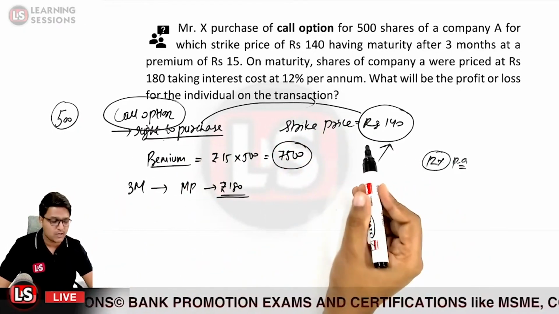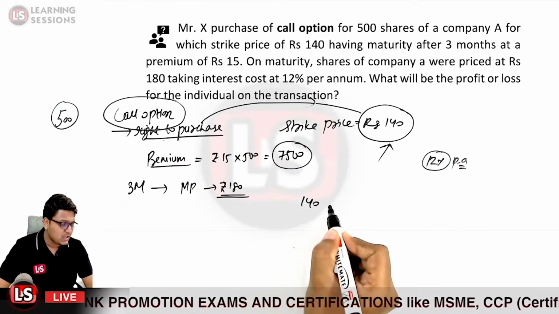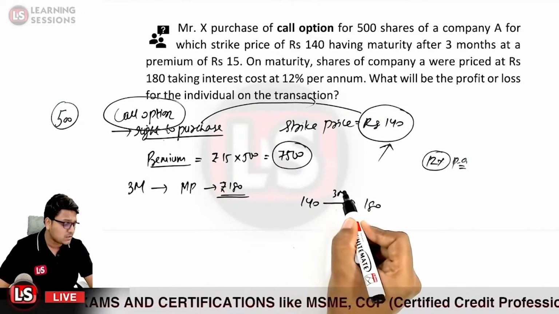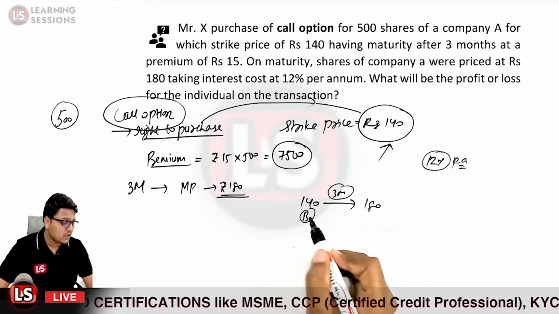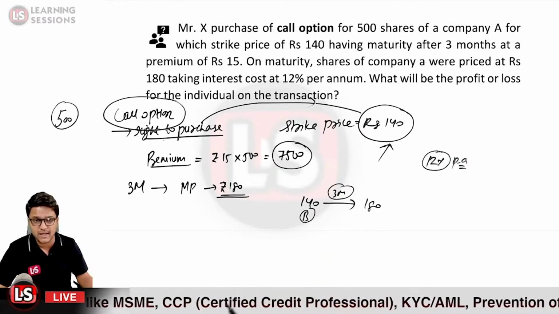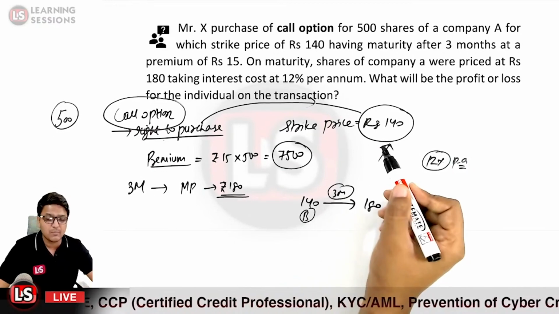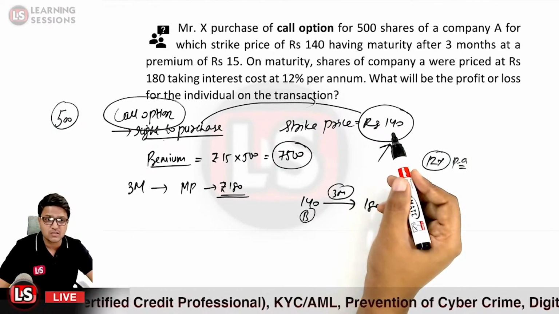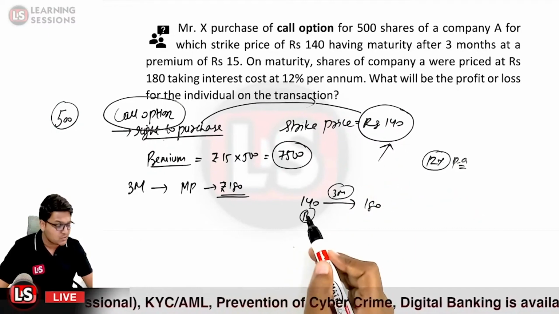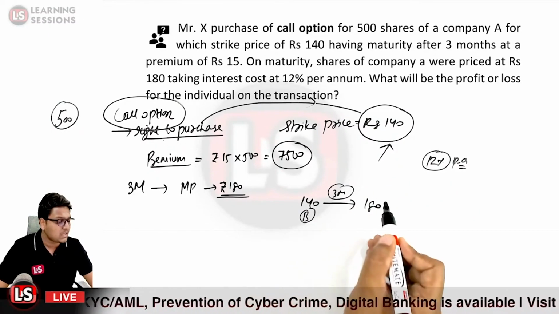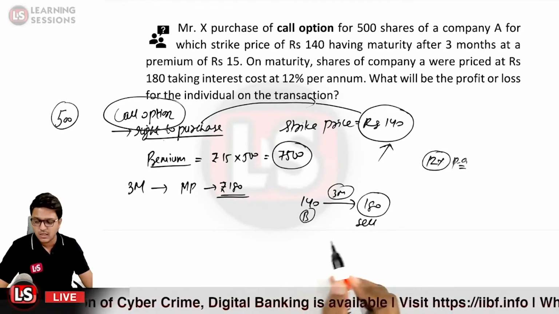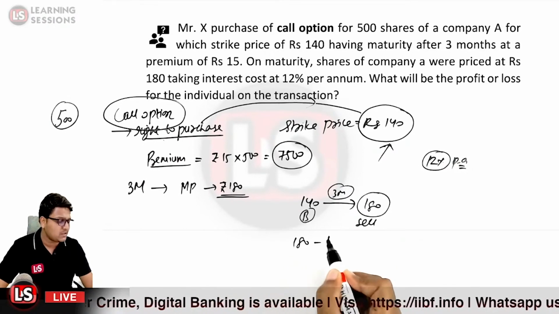So I can purchase one share at rupees 140, and I can sell it at rupees 180 after a period of 3 months. After 3 months I have the right to exercise my option so as to purchase a share at rupees 140. So I exercise my right, purchasing at rupees 140, and at the same time in the market I'm selling it for rupees 180. So what is the profit per share? It is 180 minus rupees 140.